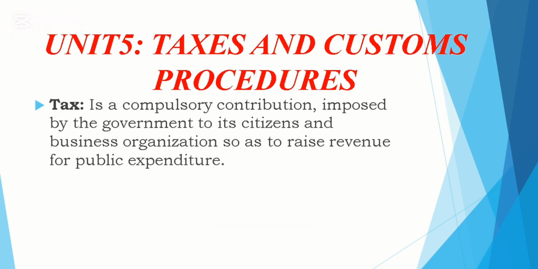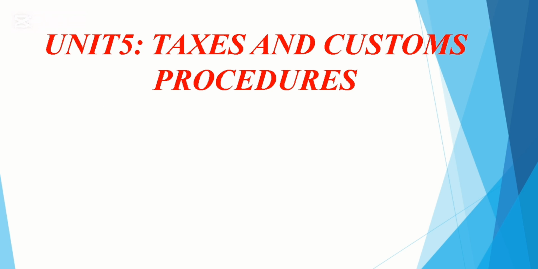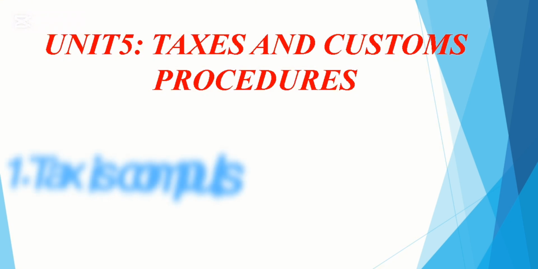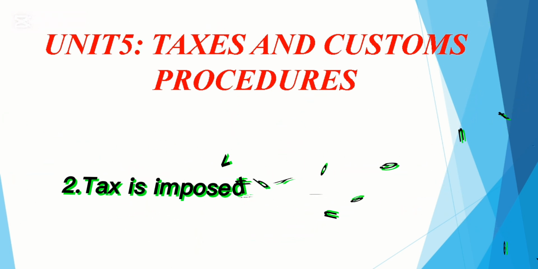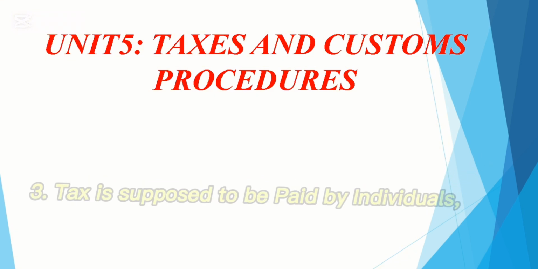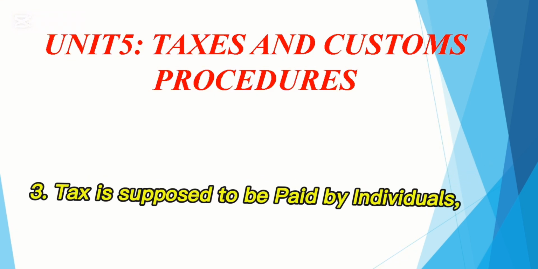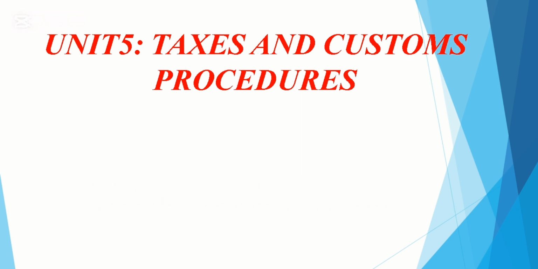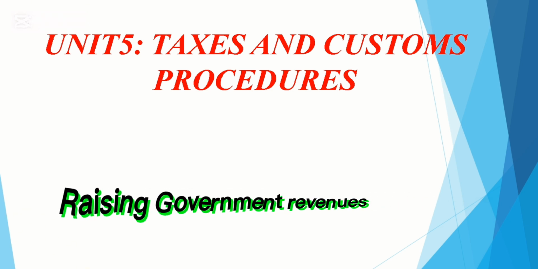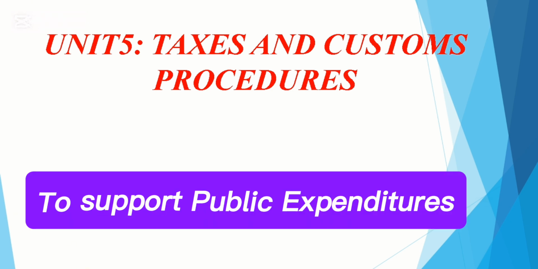Before I tell you more about tax, when someone tells you more about taxes, you need to understand almost 4 main things. Number 1, tax is compulsory contribution. Number 2, tax is imposed by government. Number 3, tax is supposed to be paid by individuals and business organizations. Number 4, government imposes taxes with a purpose. The purpose, nothing else apart from raising government revenue to support public expenditures.